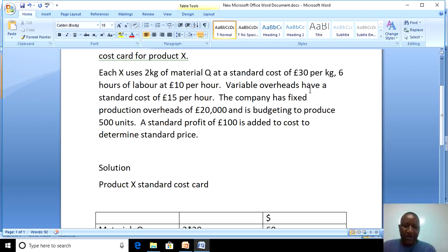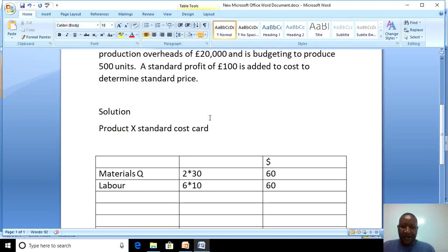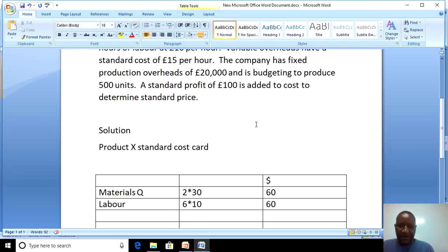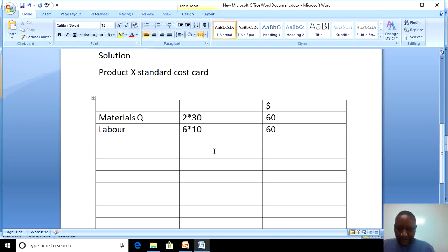What else is required here? We are told that the variable overheads have a standard cost of 15 per hour. And what are we given in the question? We are given 6 hours available. So 15 by 6, that will be the variable overhead costs. You can be doing what I'm doing so that you can have a feel of what is happening. This is variable overheads. We have 6 hours to be used, and the cost per hour is 15, so we should have 90.